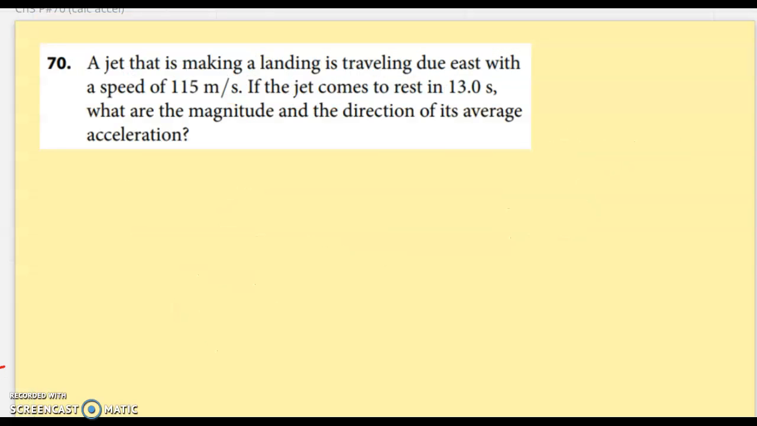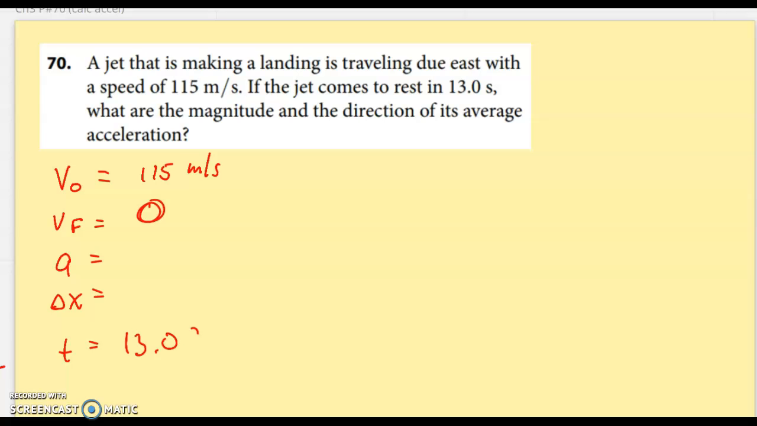Here it says a jet is making a landing due east with a speed of 115 meters per second. If the jet comes to rest in 13 seconds, what are the magnitude and direction of the average acceleration? Okay, so a good starting point on a lot of these problems is to write down your 5 possible quantities for a kinematics problem. The jet is starting off at 115 meters per second, and it's coming to rest. And that's happening in 13 seconds. And since I have 3 things filled in here, I can get the other 2.